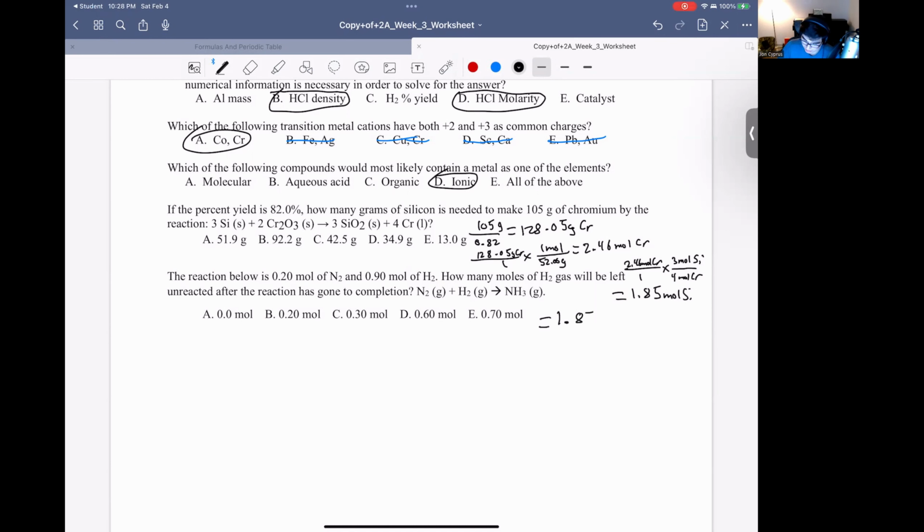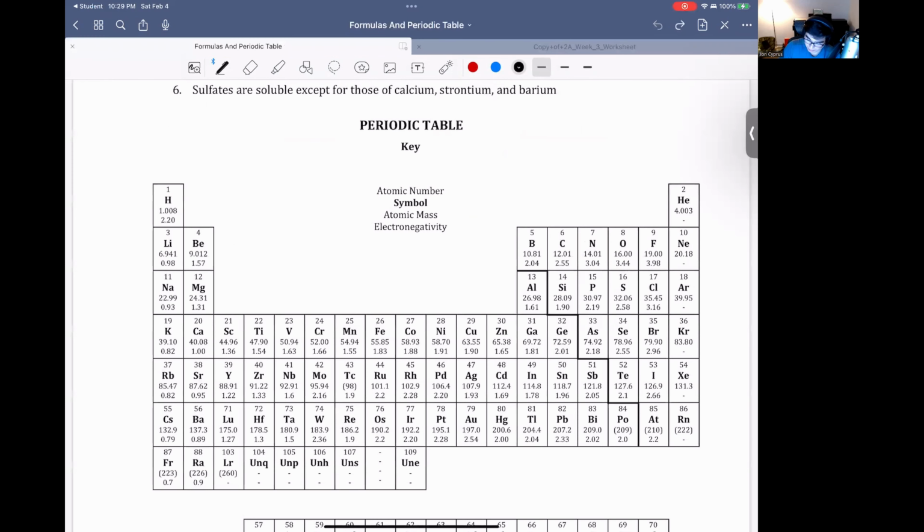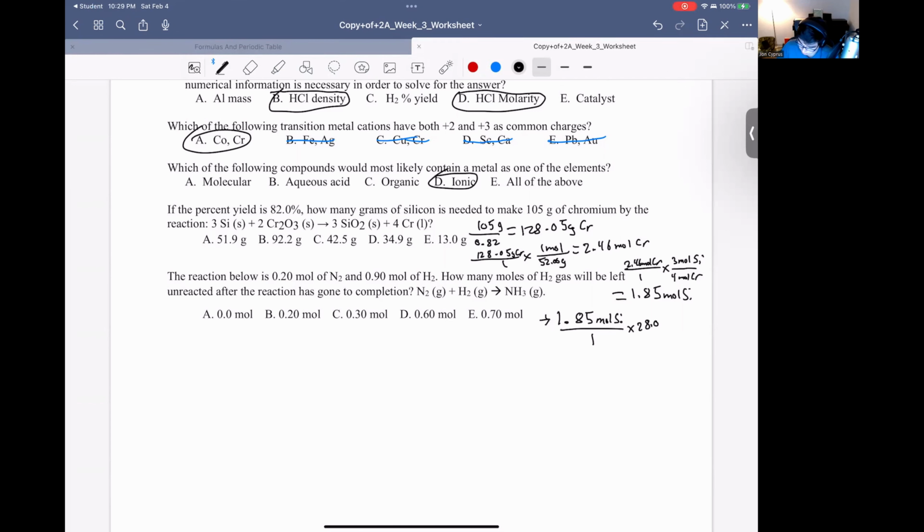So 1.85 moles of silicon, and we're going to multiply by the molar mass, right? The molar mass of silicon here is 28.09 grams for 1 mole. And then you end up getting 51.9 grams of silicon. And that is your answer, right? So the answer is A here.